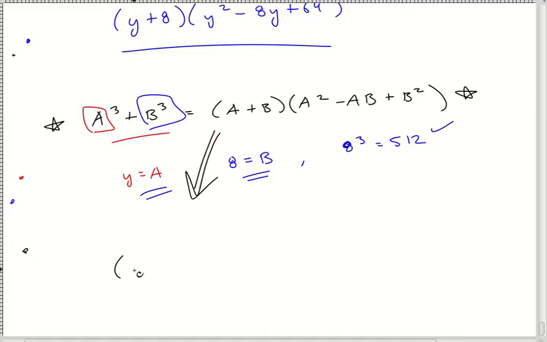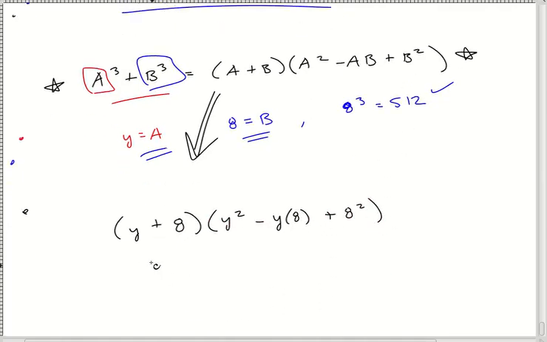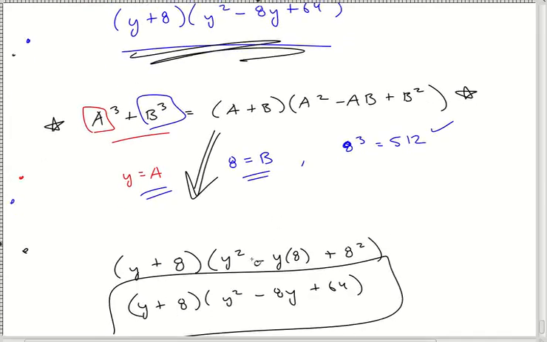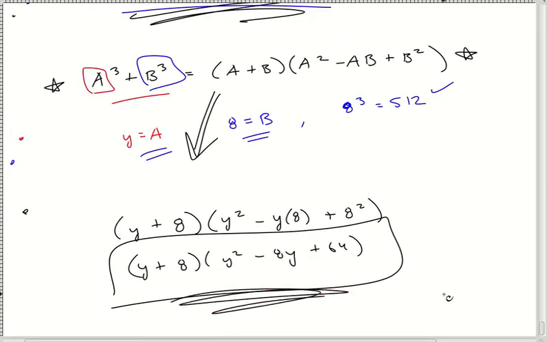Here we go. Not A, Y. Not B, 8. Not A, Y. Not A, Y. Not B, 8. Let me use parentheses. Not B, 8. Clean it up a little bit. Make it look pretty. Wow. We just got the same answer as they did. Look at that. Because we followed the formula.